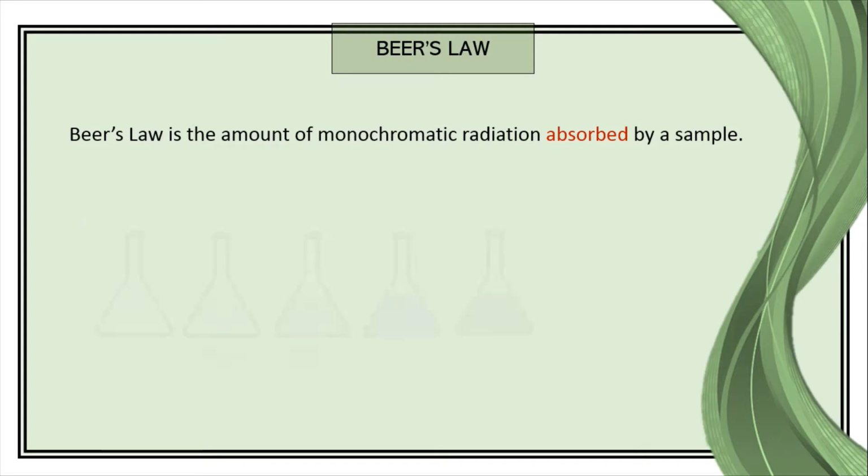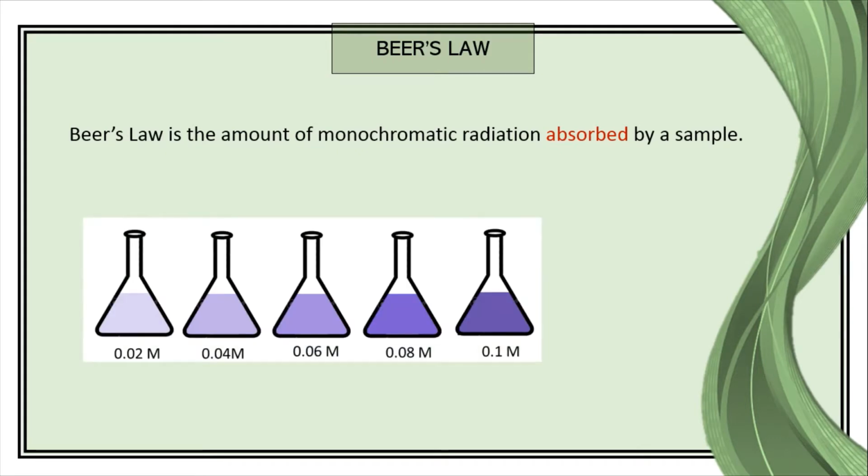In this example here, there are 5 sample solutions with varying concentration from 0.02 molar to 0.1 molar. So you can see that as the concentration increases from left to right, the intensity of blue color also increases correspondingly. So low concentration shows light blue color, while the high concentration shows a deep blue color.